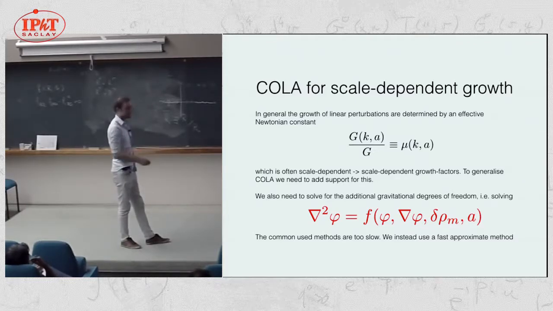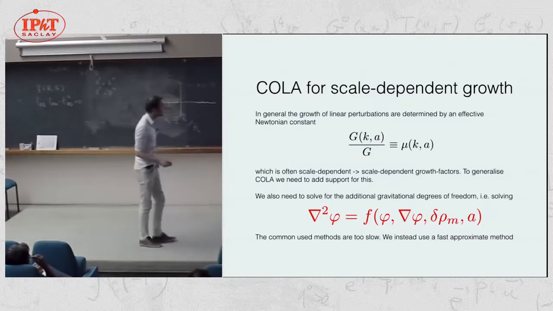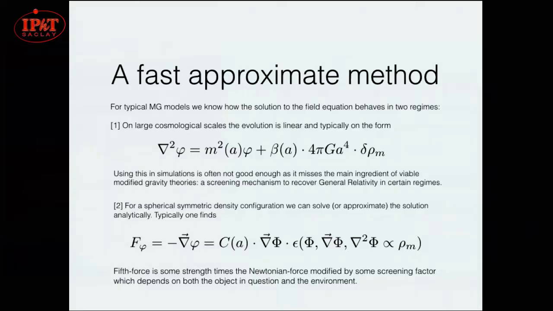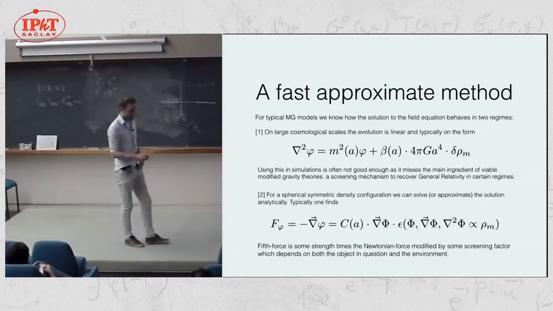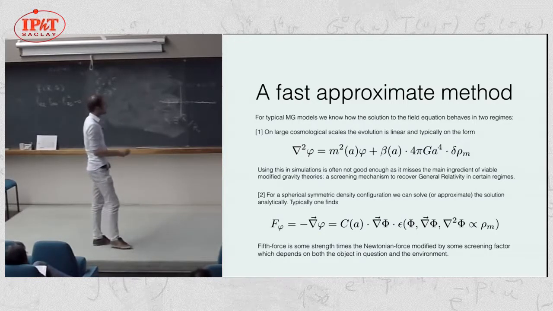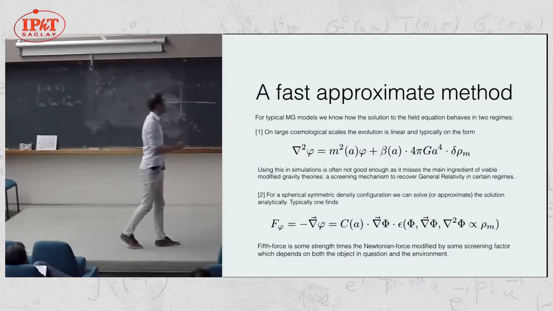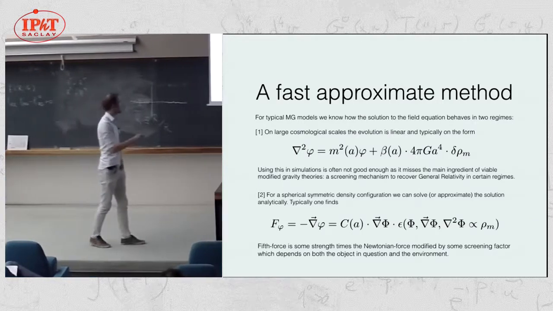The idea is to figure out a way to solve this field equation fast and accurately. And for this, we use a fast approximate method that we developed a few years ago. So what do we know about the solution to the field equation for a lot of these modified gravity models? We know a lot about how it behaves in certain regimes, at least two regimes here. On large cosmological scales, you can just linearize your field equation. You end up with a linearized equation, which is easy to solve.